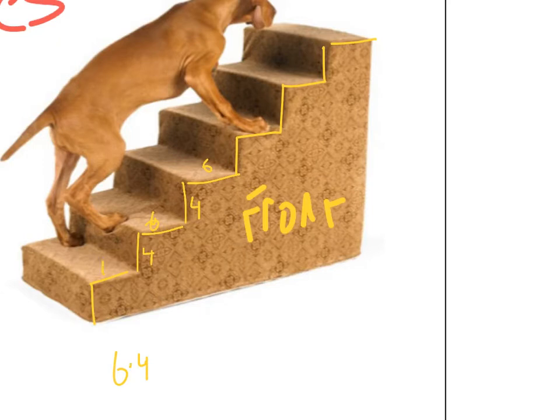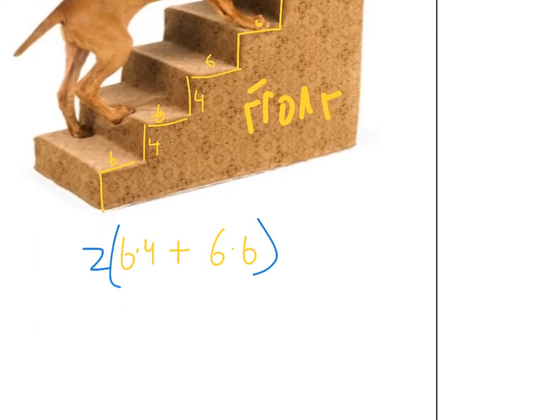And then how many 6s do we have? How many runs? All these runs are 6s. And so we have 1, 2, 3, 4, 5, 6. So we have 6 6s. 6 steps, of course. So we're going to add those up. And then this length here is the same as all these 6s put together, right? And this length here is the same as all these 4s, right? The same height. So we can actually just double this now. And that'll give us that whole thing, right?